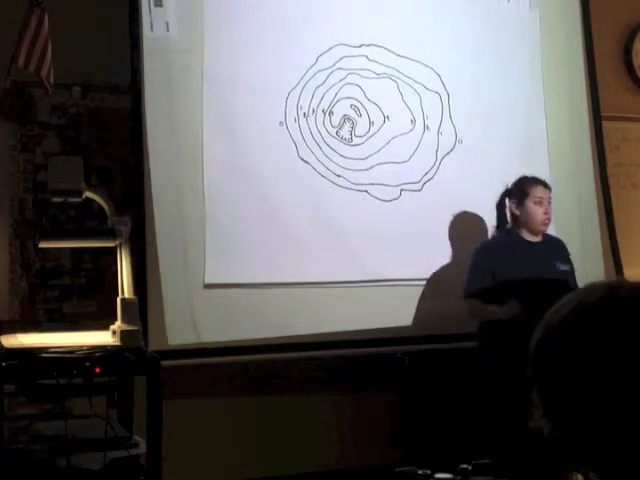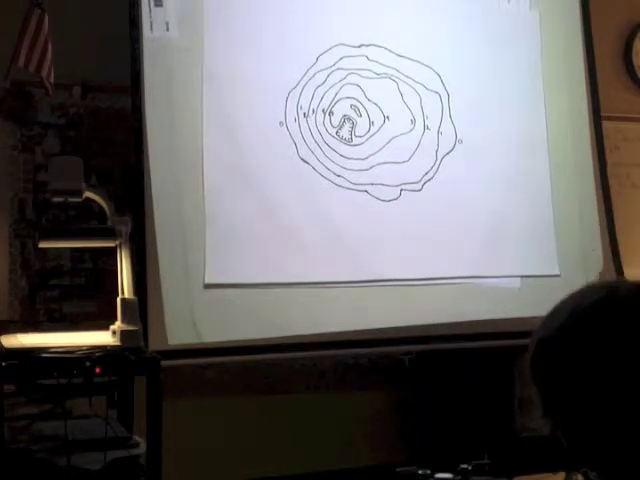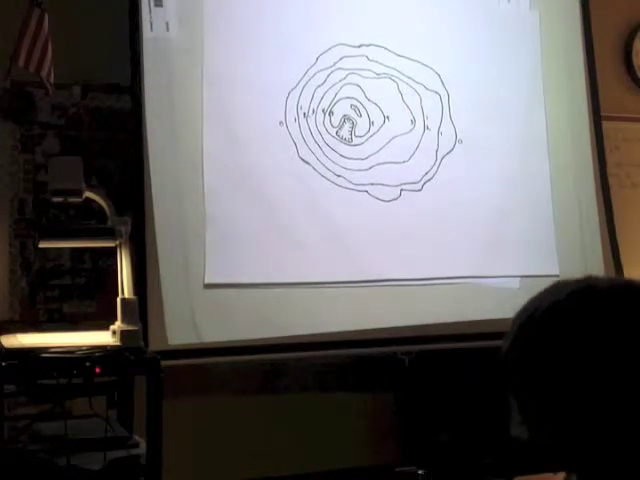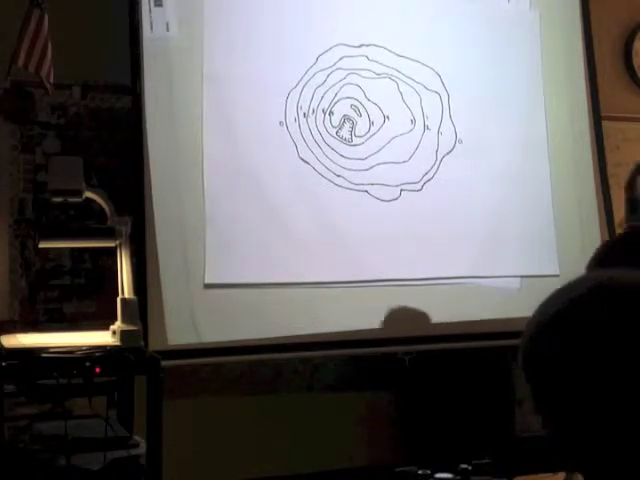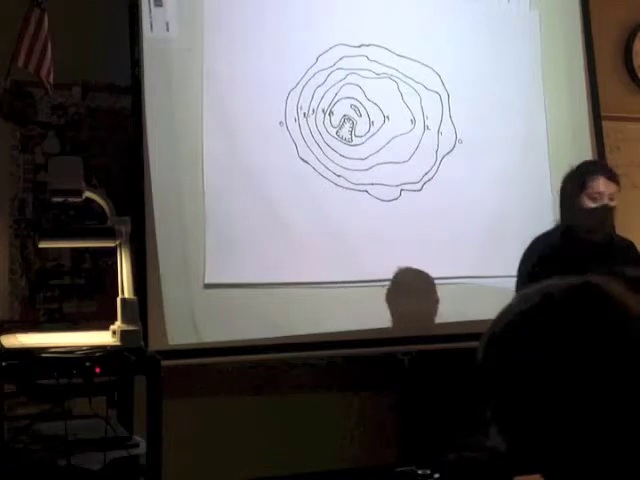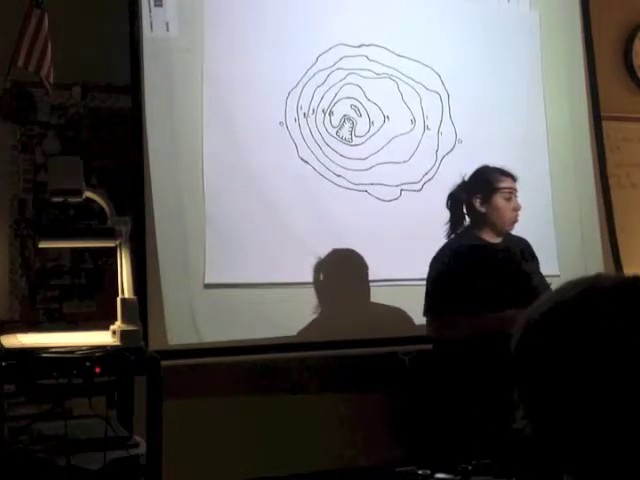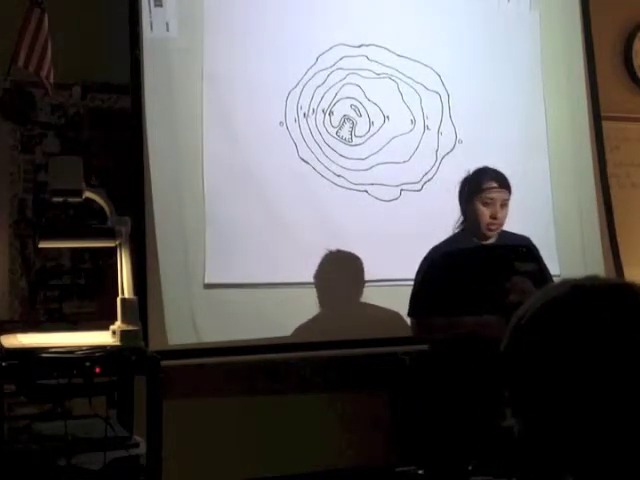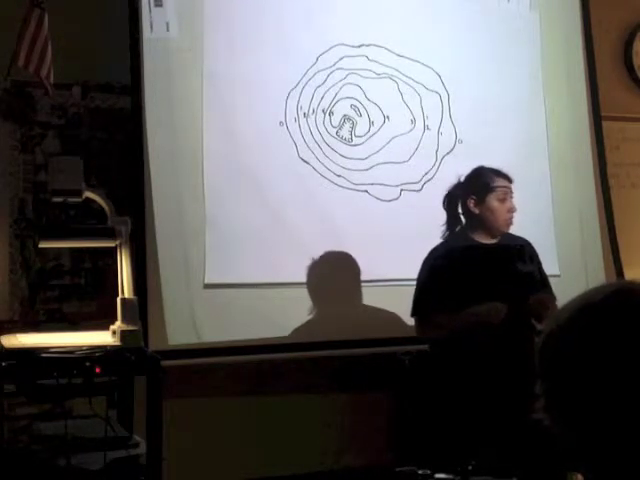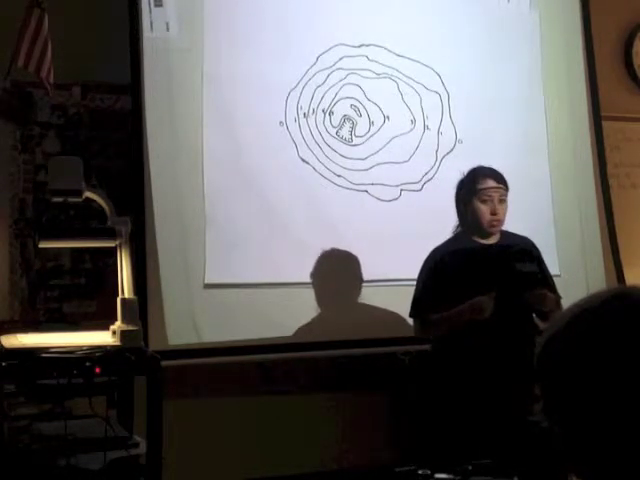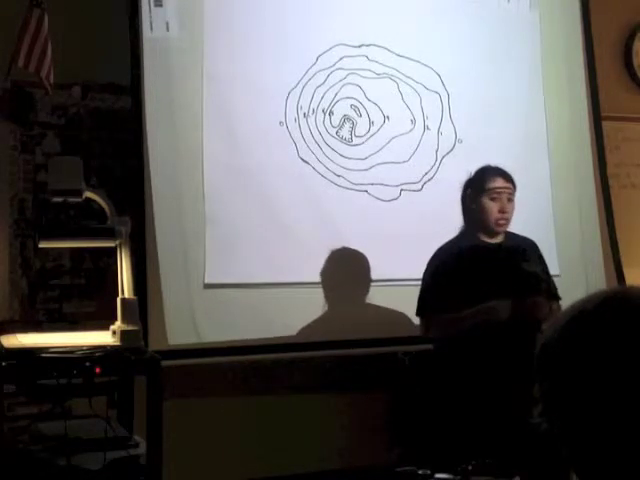So, any questions over that? In your notes, you should have something about the lines being close together. And if they're really close together, what does that mean? Steep. Lines really far apart? Less steep. Alright? What do the lines give you? Elevation. Okay? And your peak is always at the top.